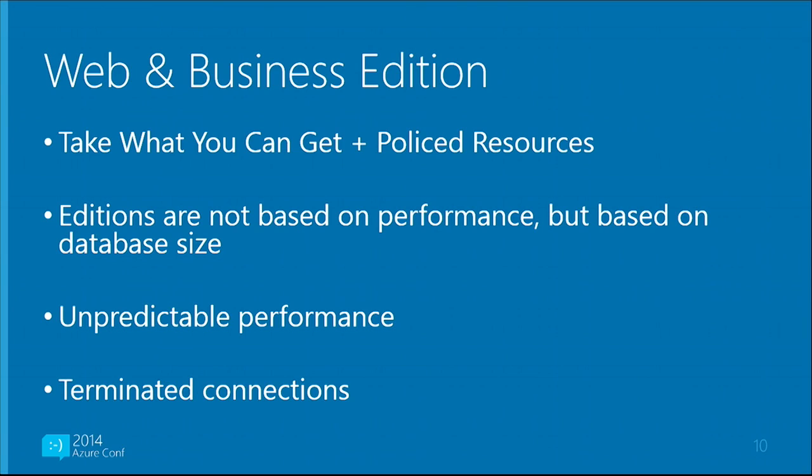And these editions are not based on performance. They're based completely on database size. So you buy a 1 gig web edition database, and then if you want a larger database, a 5 gig database, you would size that up and you would pay for that 5 gig database. You could go to 20 gigs and beyond with Business Edition, and we pay for the size of the data that we're storing, but not the performance. Nowhere do we carve out our performance. And so what we have is unpredictable performance, where we have spikes and low valleys of performance, and we get connections terminated by that policing mechanism, that governor.